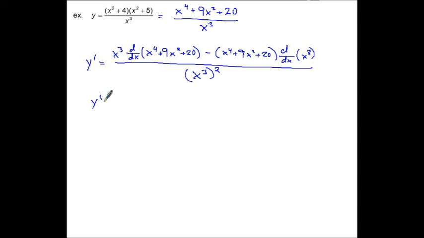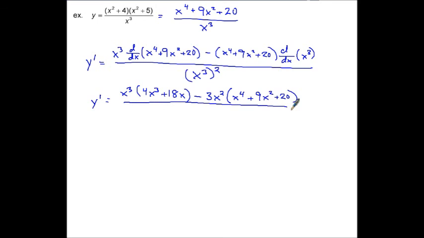Alright, so again, cleanup time. X to the third is happy as a clam, and then I've got a 4x to the third, again just applying my power rule here, plus 18x, drop down to the first power, the 20 goes away, so that closes up, and then minus, I'm going to cheat and do this first so it looks a little bit nicer later, 3x squared, and then again this guy's going to stay right where he is, x to the fourth plus 9x squared plus 20. Alright, okay, now here in the denominator I will put this into x to the sixth because quite honestly there's no factoring to do or anything like that, so x to the sixth is just easier to work with than x to the third to the second.